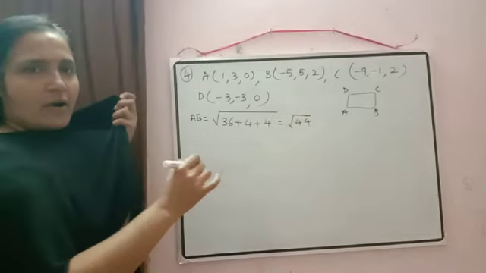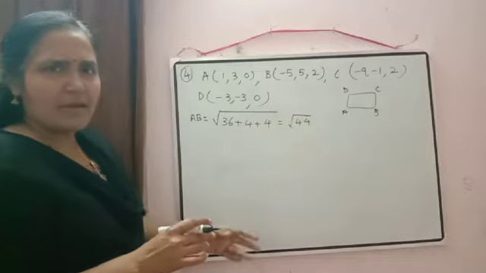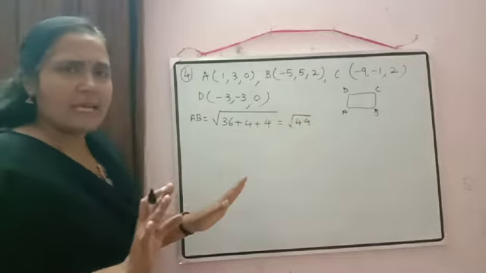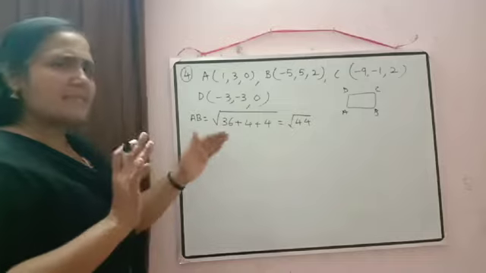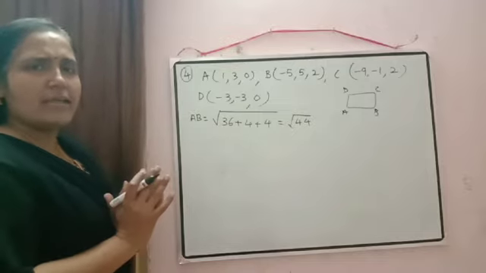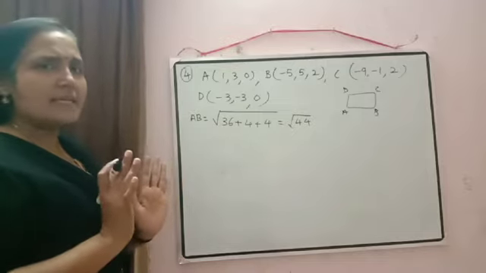44. So it is coming root 44. If you want, you can simplify here. Otherwise, if you leave it till here, no problem, because we are just checking whether opposite sides are equal or not. No other calculation is needed.